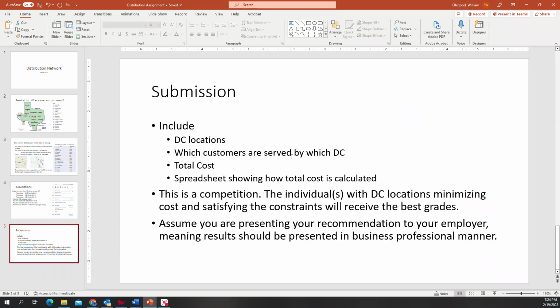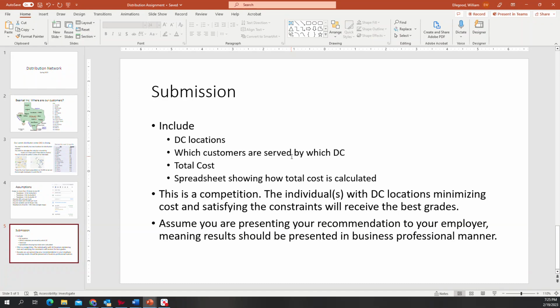So the submission should include at least the DC locations, which customers are served by which DC, your total costs, and a spreadsheet showing how those total costs are calculated. And consider this a competition. The individual or students with DC locations minimizing costs and satisfying all the constraints will receive the best grades.